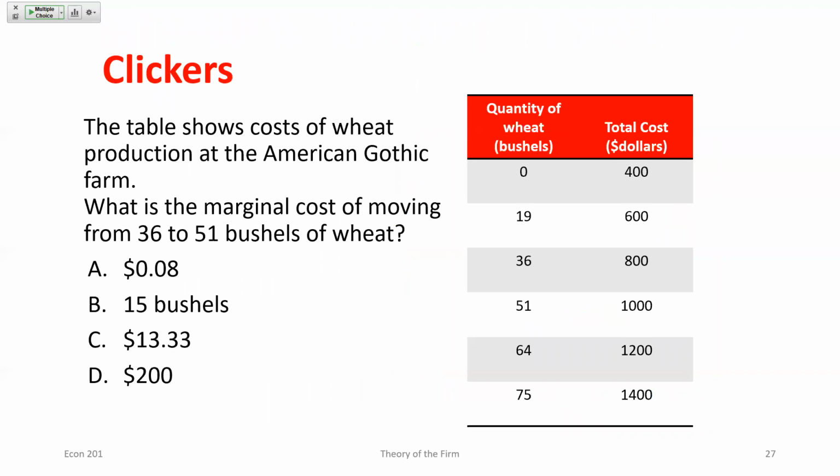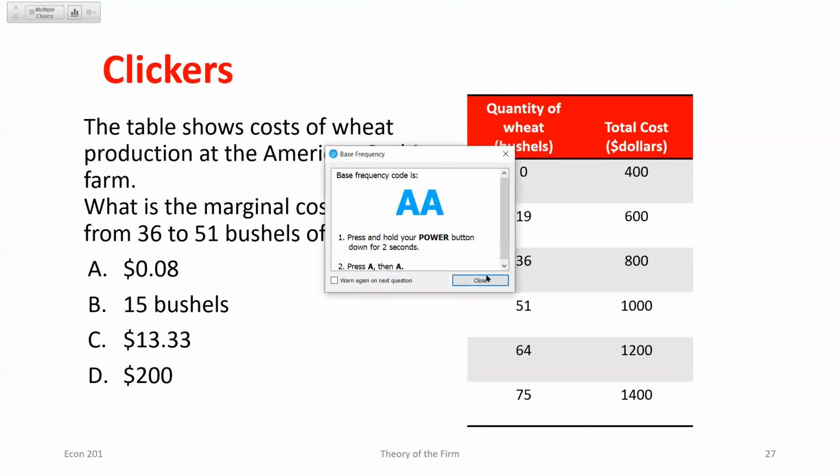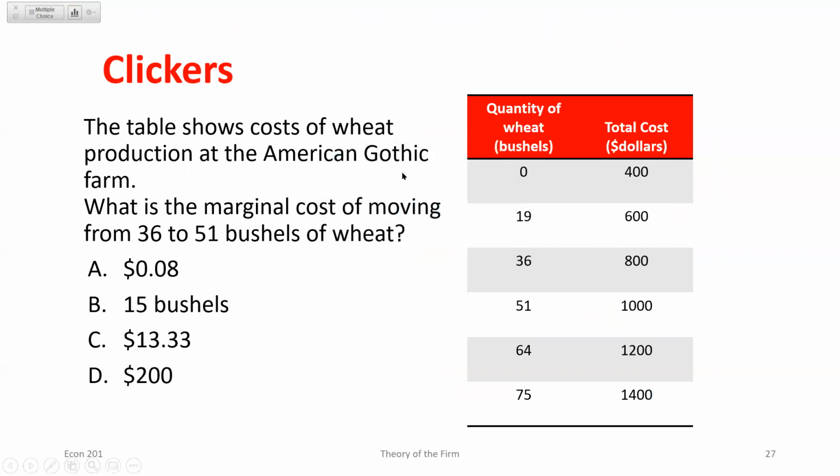All right, so hopefully this one shouldn't be too bad. This is where having a calculator with you in class, or hopefully your phones, can help, because some of the math might start getting a little more tricky. Okay? So let's say I have this question. We go back and think about producing all these different quantities of bushels of wheat, and I've got my total cost for each of these quantities. So what would the marginal cost of moving from 36 to 51 bushels of wheat be? I want you to calculate the marginal cost going from the 36th to the 51st bushel of wheat.